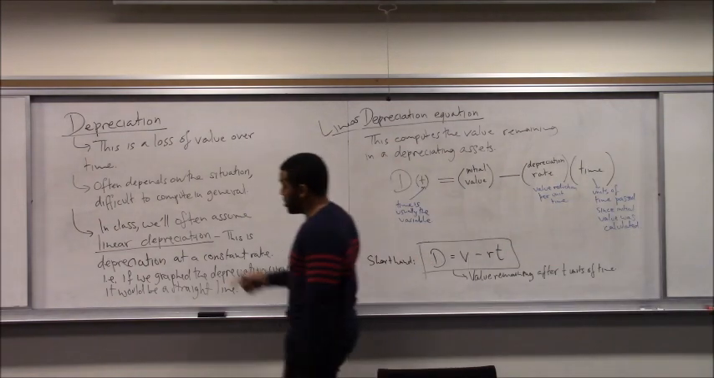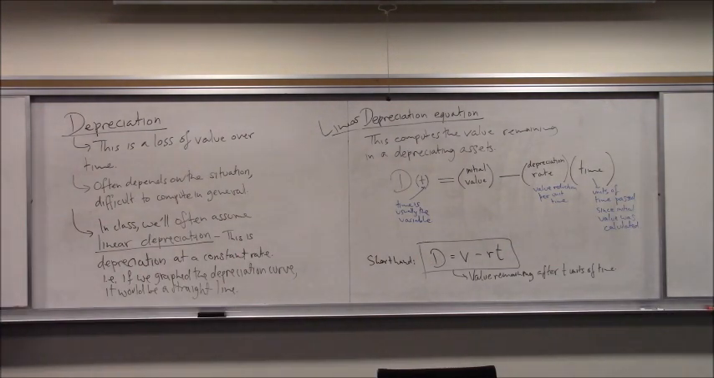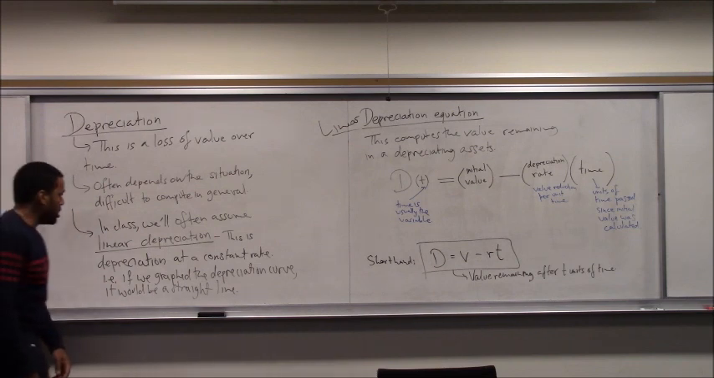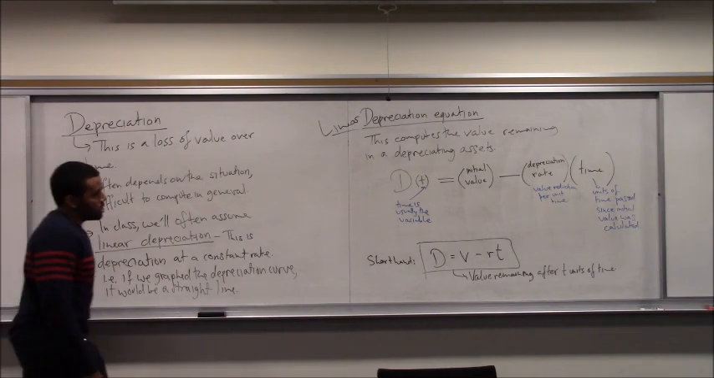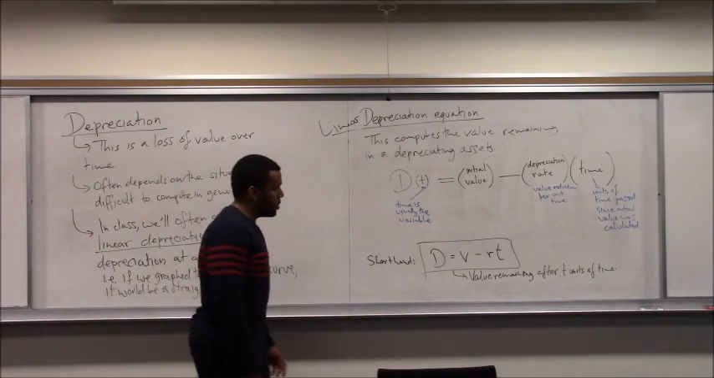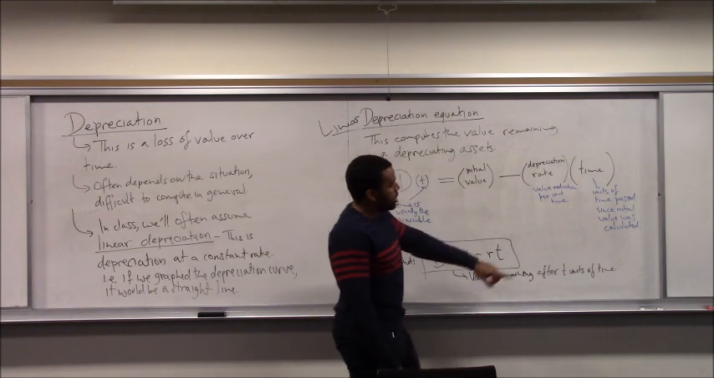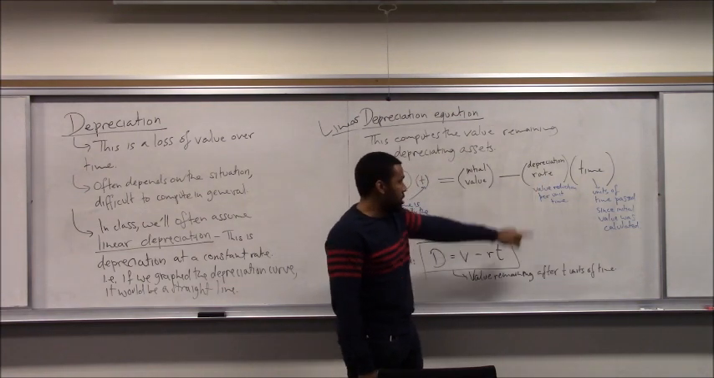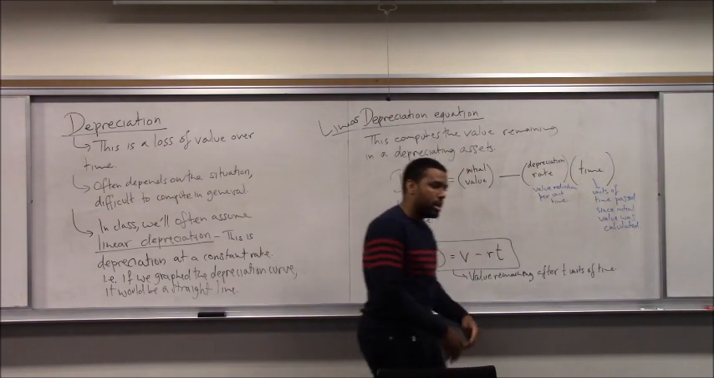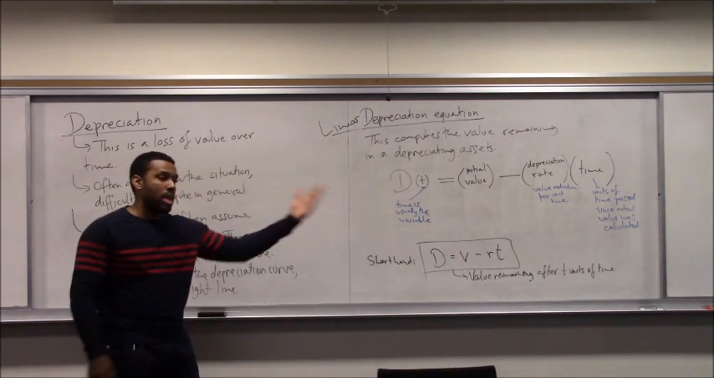So this is called depreciation. Depreciation is a loss of value. Most things lose value over time. It's difficult to compute in general, but sometimes you assume it's going to be a linear function. And so this will be how we would compute it. Tell me what it's worth now. Tell me how much money you expect it to lose over time. And then tell me how much time passed. And that will tell me how much it's worth at that point.